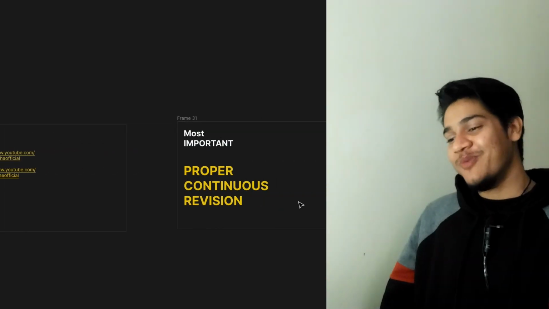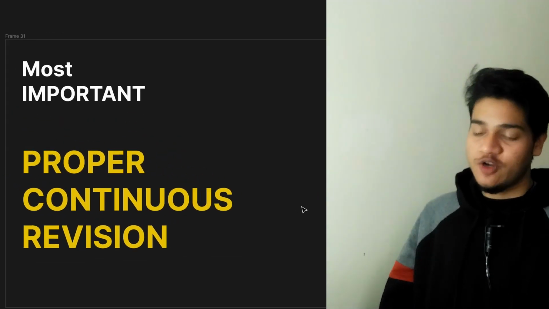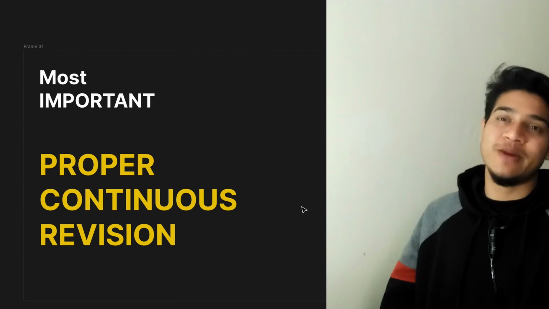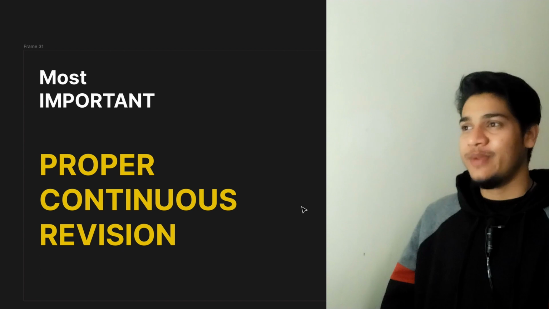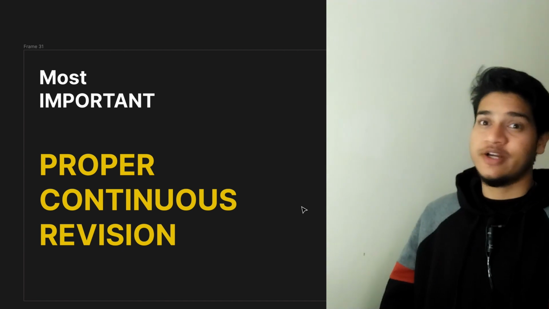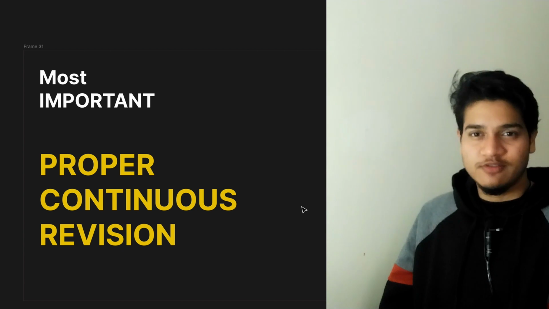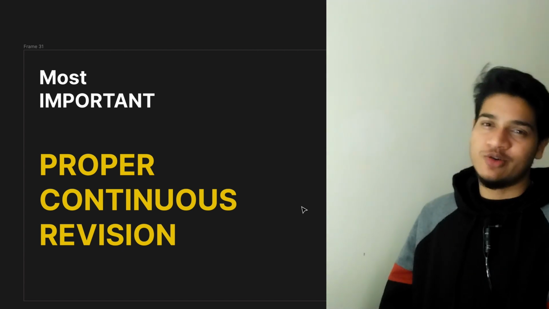Now one of the most important parts of preparing for your NIMCET is to have a proper and continuous revision. No matter how many topics you have covered, no matter how many books you have completed or practiced, if you have not revised your formulas or whatever you have learned or whatever your understanding of the topic, you are not going to succeed.